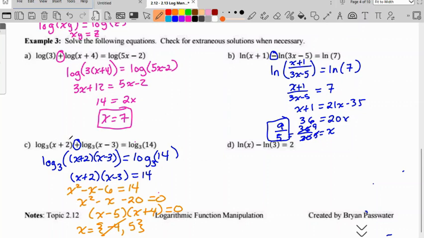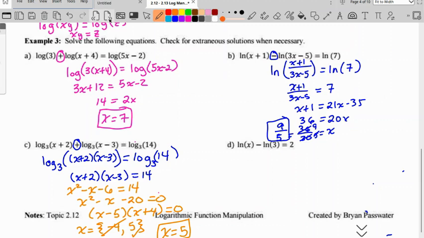If I plug in 5, 5 plus 2 is positive, 5 minus 3 is positive, and so 5 does work, and so my answer is only x equals 5. Rishi? If your argument ended up being 0 when you plugged it in, would that work? So it can't be 0, because you can't raise a positive number to a power and get 0. It's got to be strictly positive.